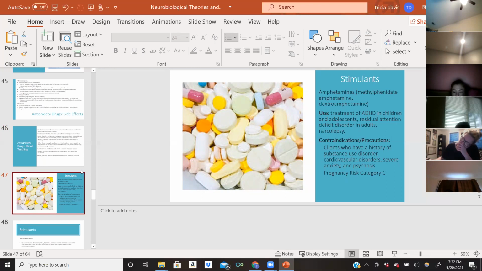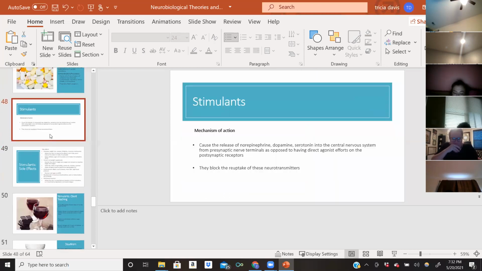So contraindications, you would not want to give these to patients who have a history of substance abuse disorder, any cardiovascular disorders, because it's a stimulant. You can have heart palpitations, severe anxiety or psychosis. And this is a pregnancy risk. It's a category C drug, so you wouldn't want to prescribe these for patients who are pregnant.